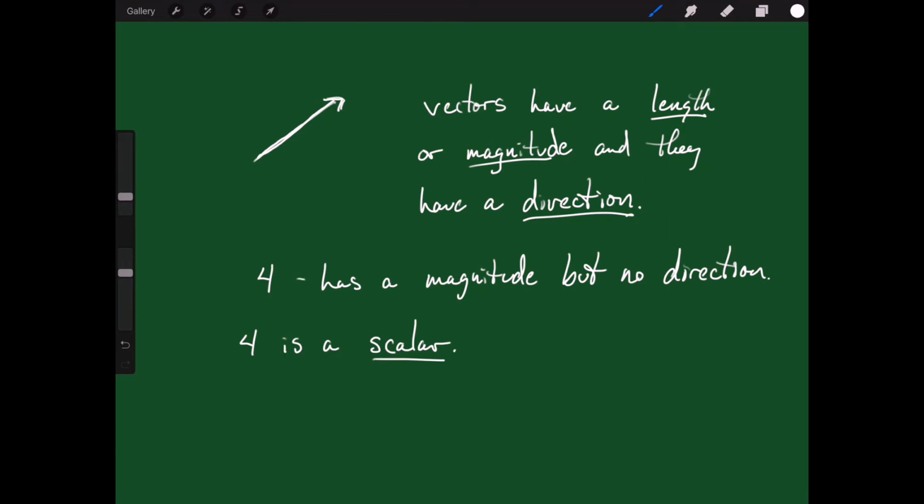One vector that's kind of interesting is what we call the zero vector. Let me write it down. The zero vector we typically just write as 0. Sometimes we'll put a little hat on it. The zero vector has length 0 and no direction.